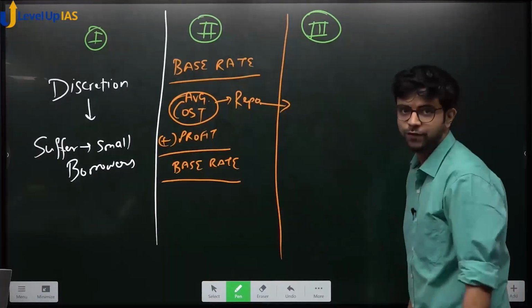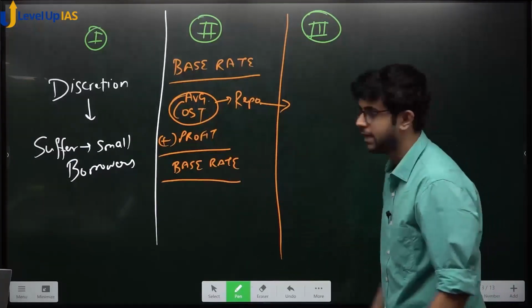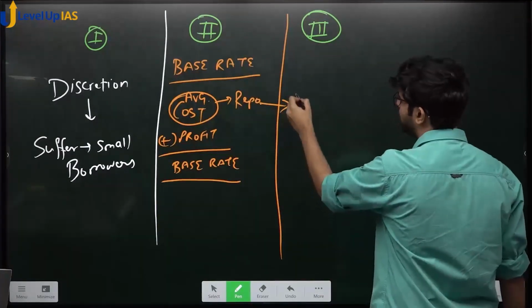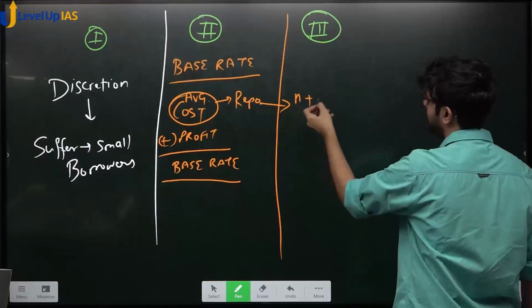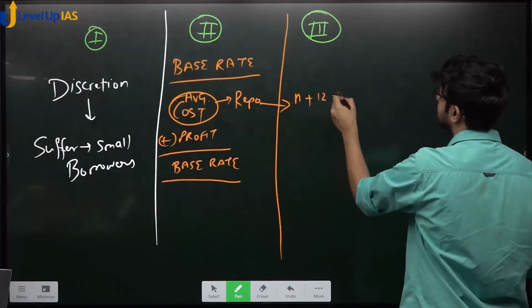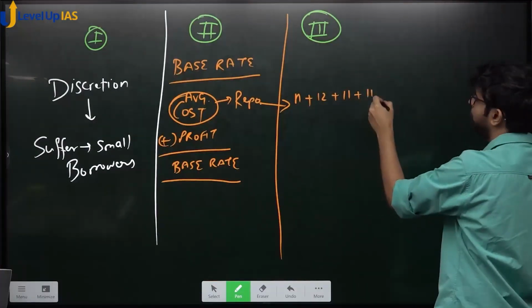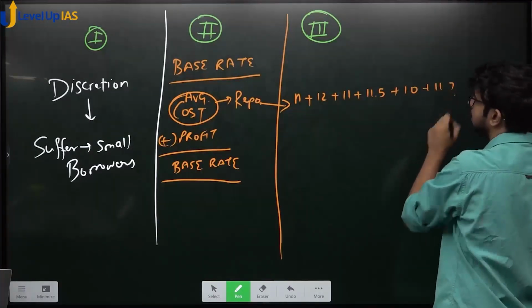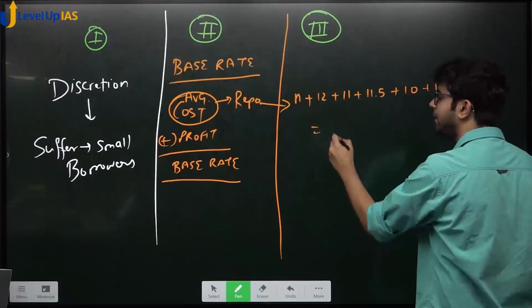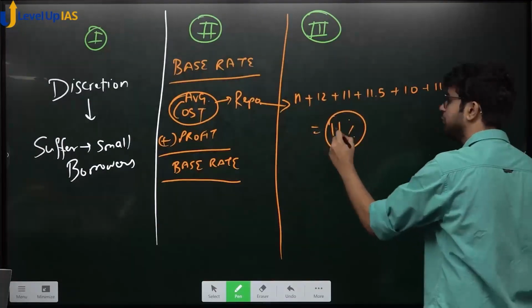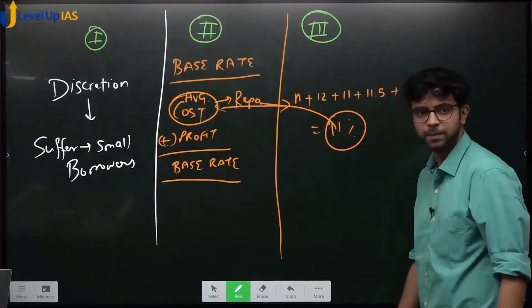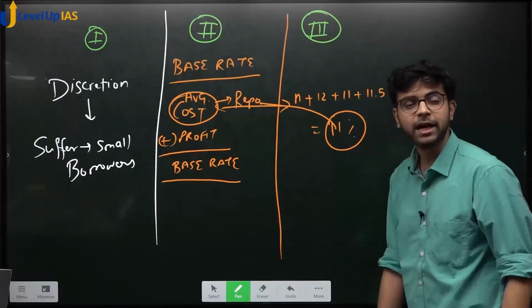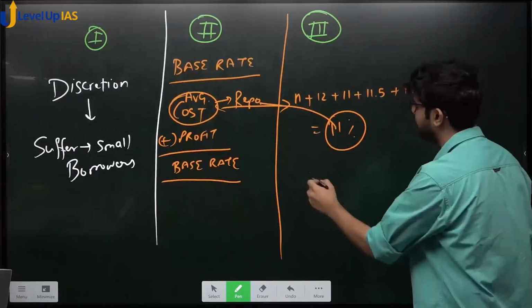SBI borrowed money from RBI to give it to people. At 8 o'clock, SBI borrowed at 11%. At 12 o'clock, SBI borrowed at 12%. Then at 11%. Then at 11.5%. Then at 10%. Then 11%. What would be the average? Around 11, which will be counted here. Yes or no? Simple. Next day, RBI reduced the repo rate to 5%.